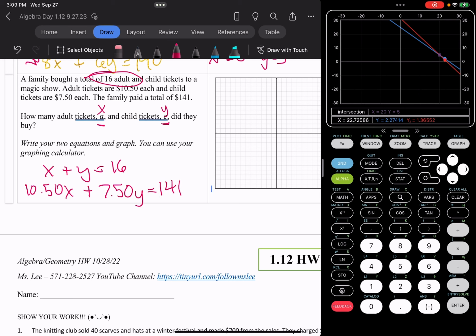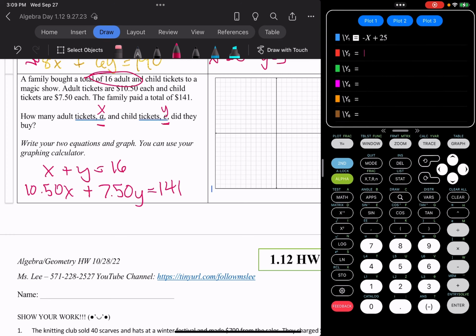Now, same thing, I need to go ahead and go to our y equals. Let me clear out our previous ones. And we need to put this in slope-intercept form. So this one, if we subtract x from both sides, we'll get y equals negative x plus 16. So negative x plus 16 is our first one.